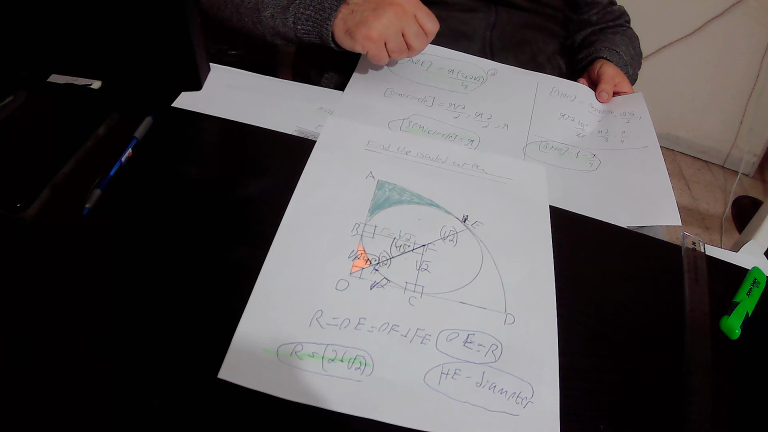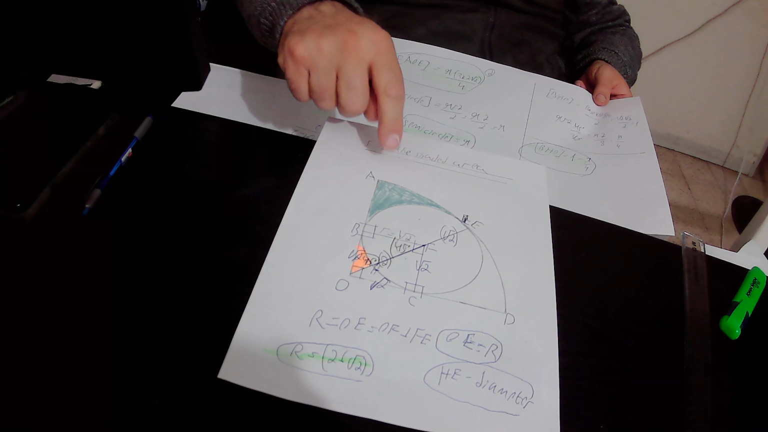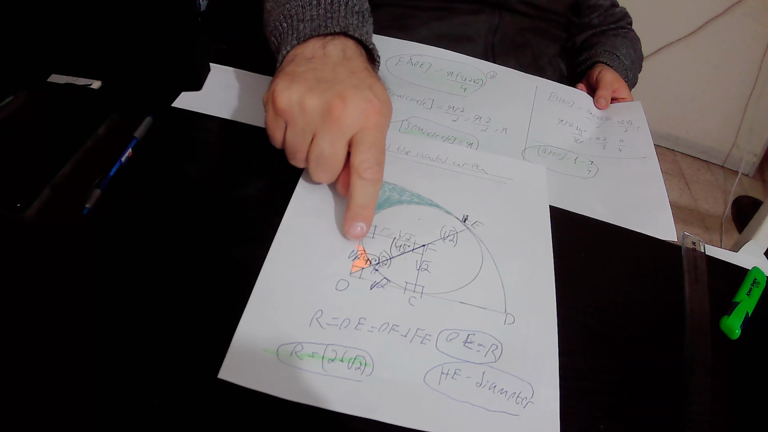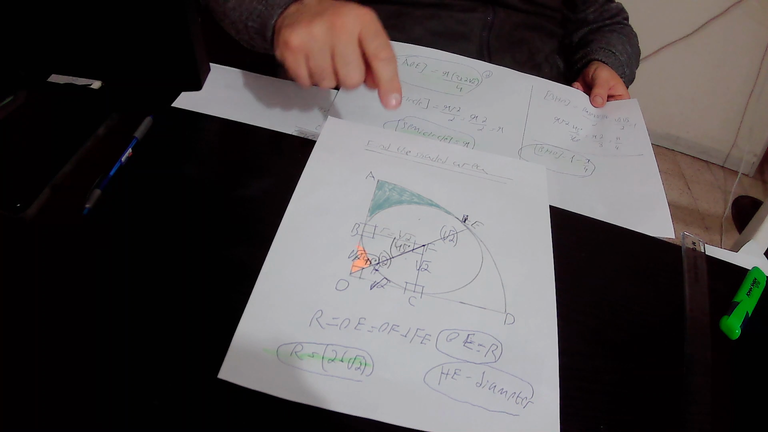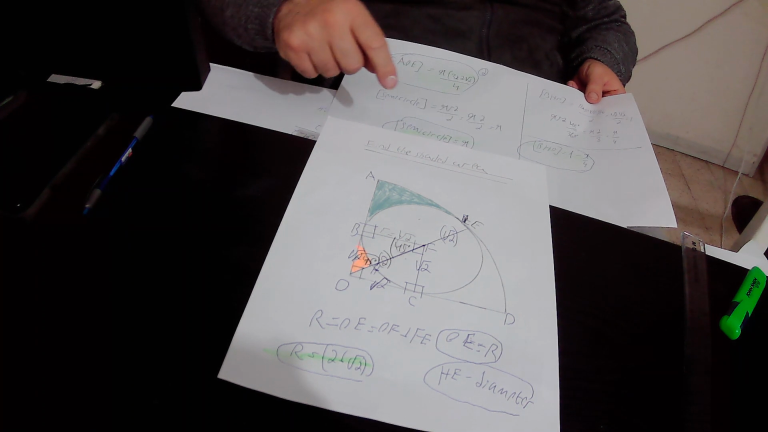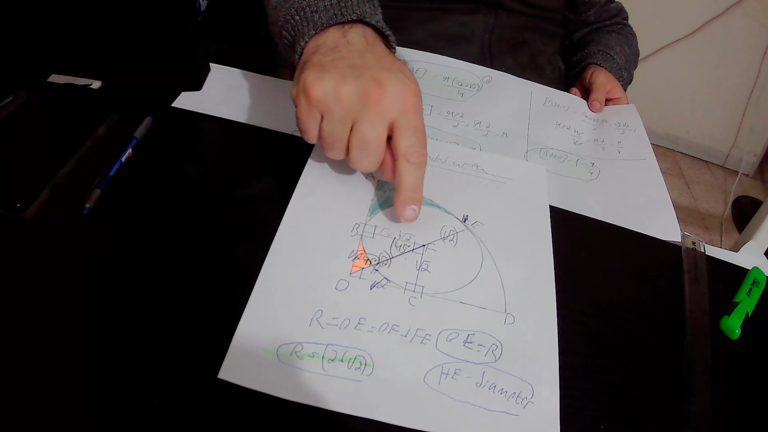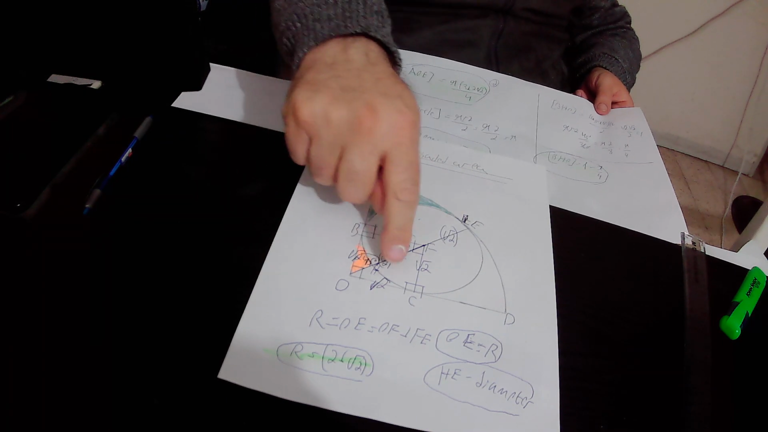Now the only thing that is left to find in order to find the value of this shaded area is the area of this orange shape. The area of the orange shape must be equal to the area of triangle FBO minus the area of the small sector FBH.